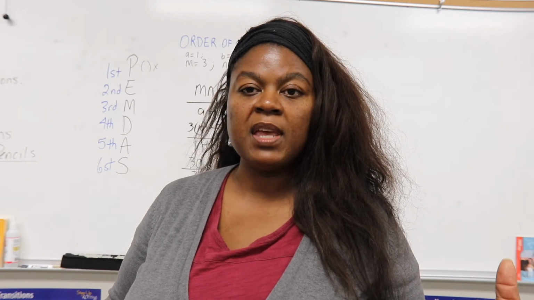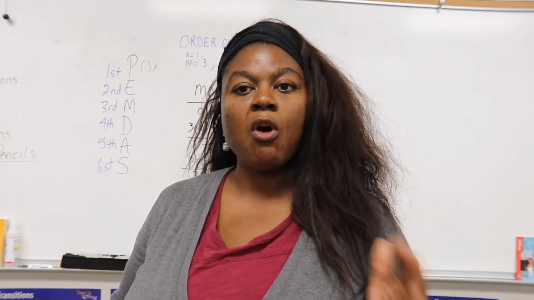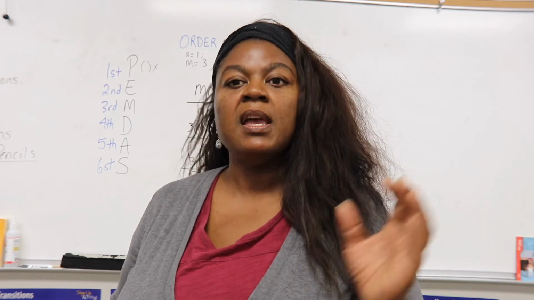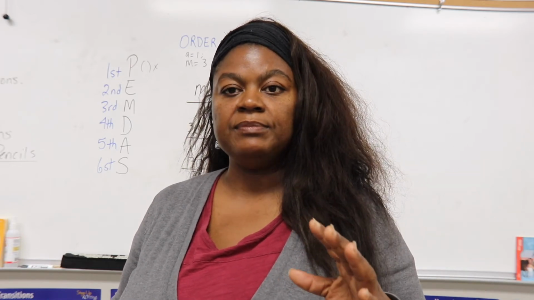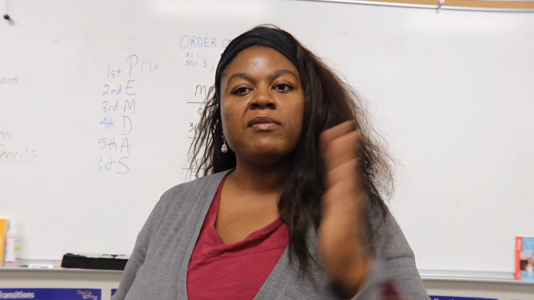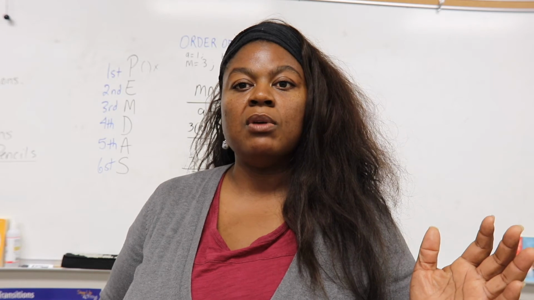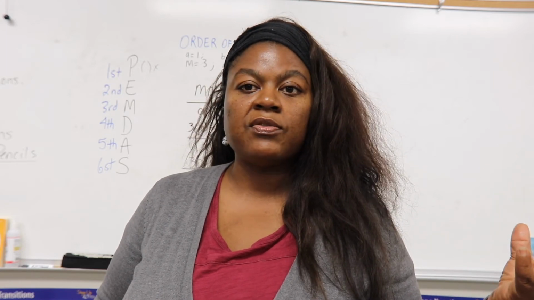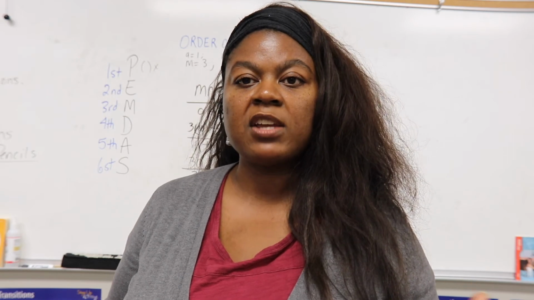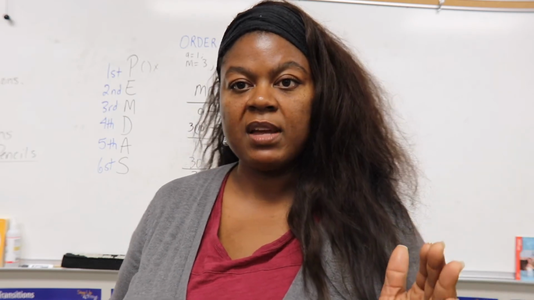So if you see multiplication and you see division, you're going to do the multiplication first if it's on the left, or the division first if it's on the left. And then the same with addition and subtraction. You're going from left to right. So if the addition is first, then you do the addition. If the subtraction is first, then you do subtraction. Either way, go from left to right, okay?